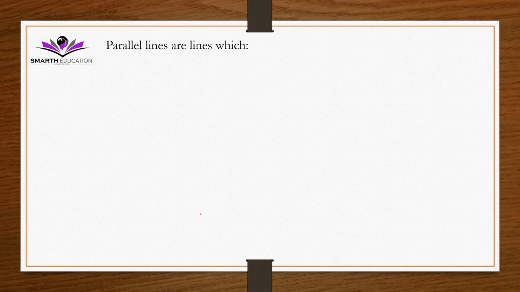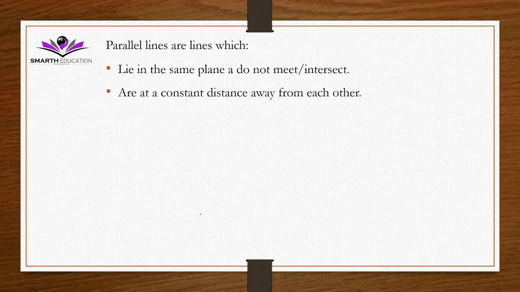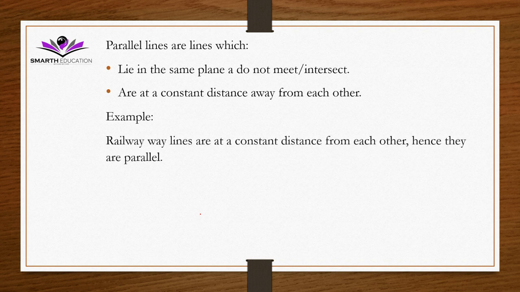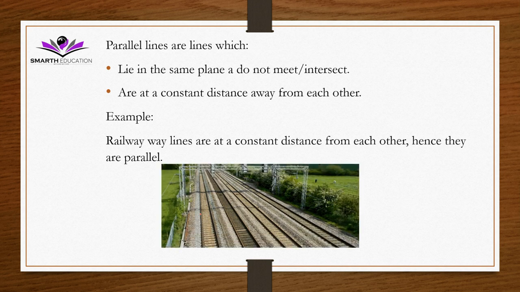Right, what are parallel lines? Parallel lines are lines which lie in the same plane and do not meet or intersect. They are at a constant distance away from each other, meaning that they are equidistant. A good example is the railway lines. The railway lines are at a constant distance from each other, hence they are parallel. So when you think of parallel lines, think of the railway lines.